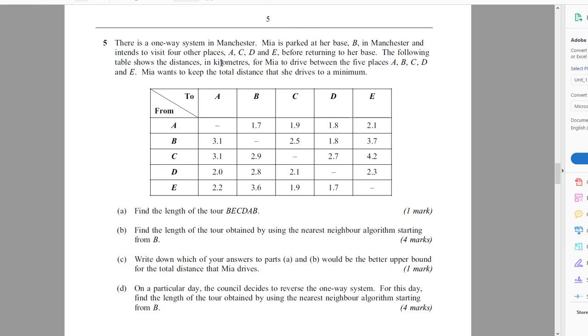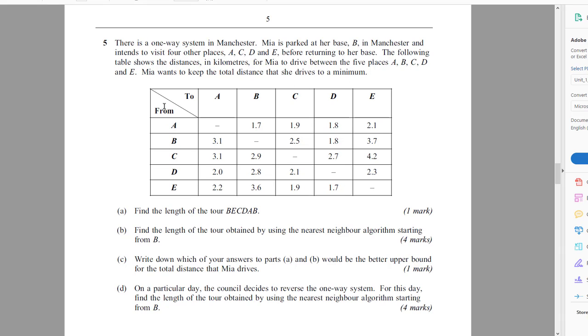In question 5, we're told there's a one-way system and Mia is parked at her base B. She intends to visit 4 other places, A, C, D, E, before returning to her base. And the following table shows the distance in kilometres for Mia to drive between the 5 places.